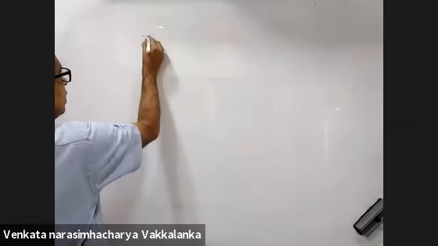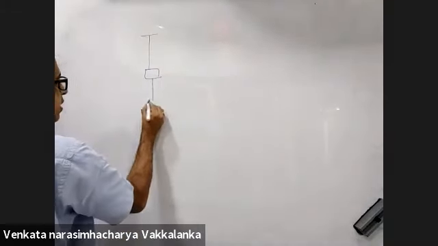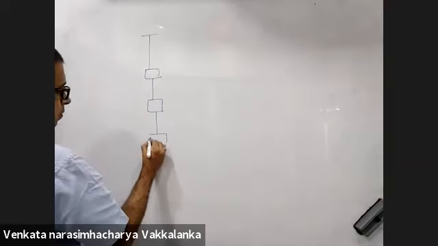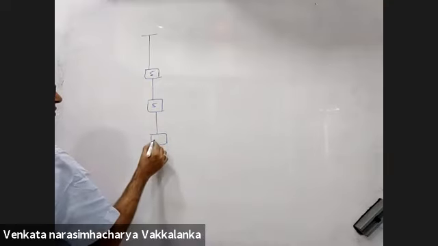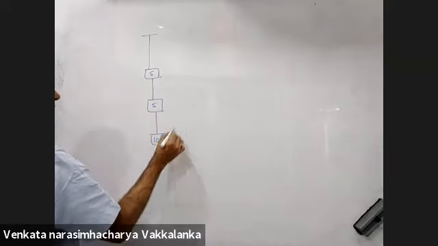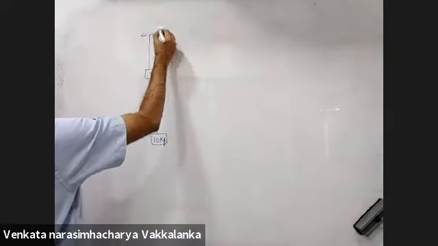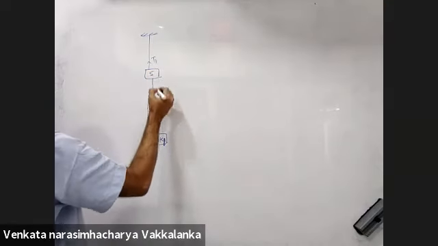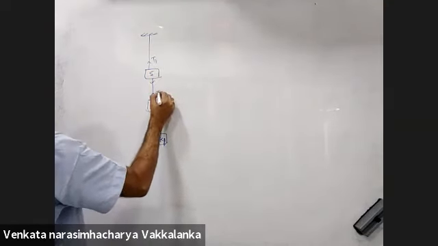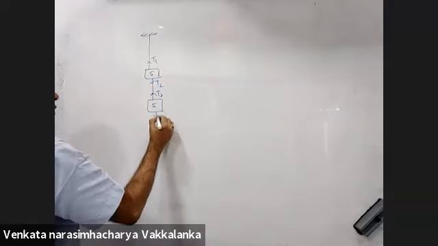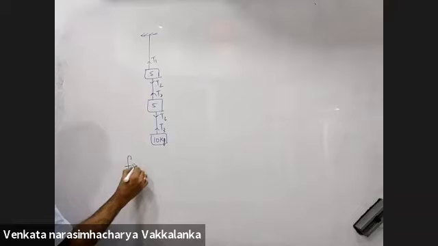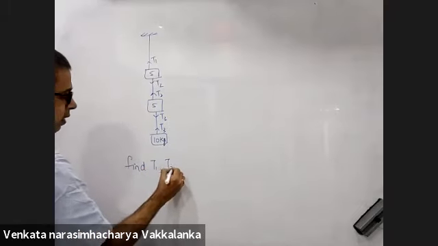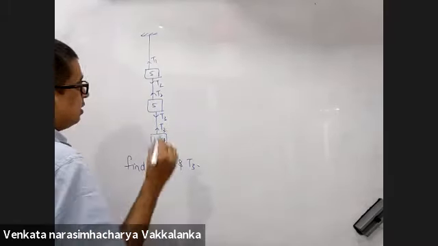Find T1, T2 and T3. This is a 5 kg block, 5 kg block and a 10 kg block. I will take the tension in this to be T1, in this to be T2, in this to be T3. Find T1, T2 and T3.